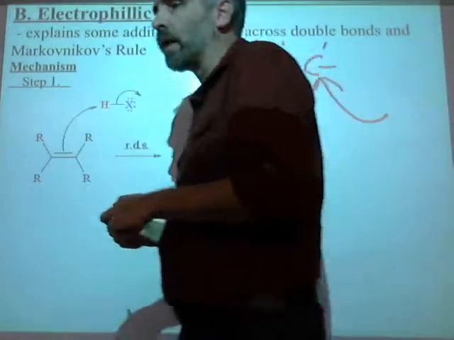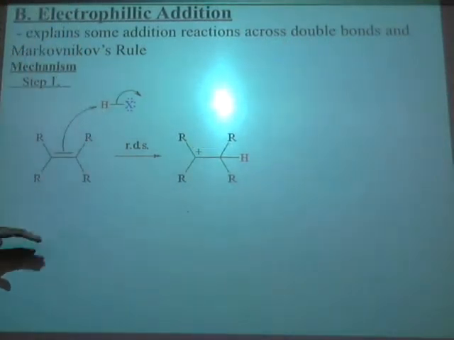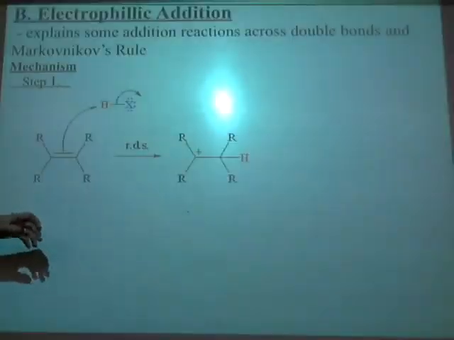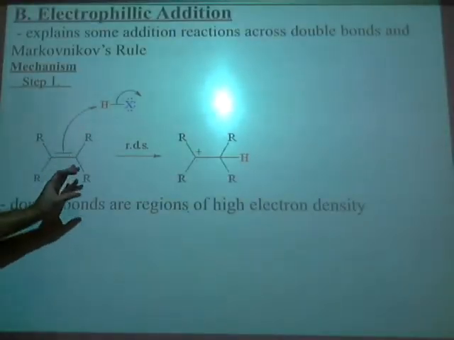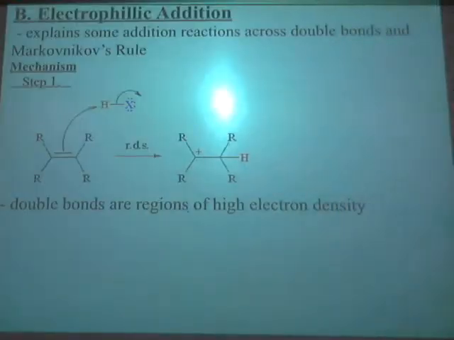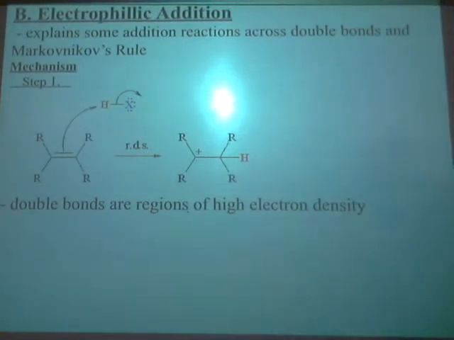Now, all of that I've just talked about, I want to explain to you in words underneath all this. So let's write some of this stuff down. First things first. Double bonds are regions of high electron density. There are a lot of electrons being shared there, a lot of negative charge. There's also a sigma and a pi bond. We'll talk about that later. But all you care about right now is that it's a negatively charged area.